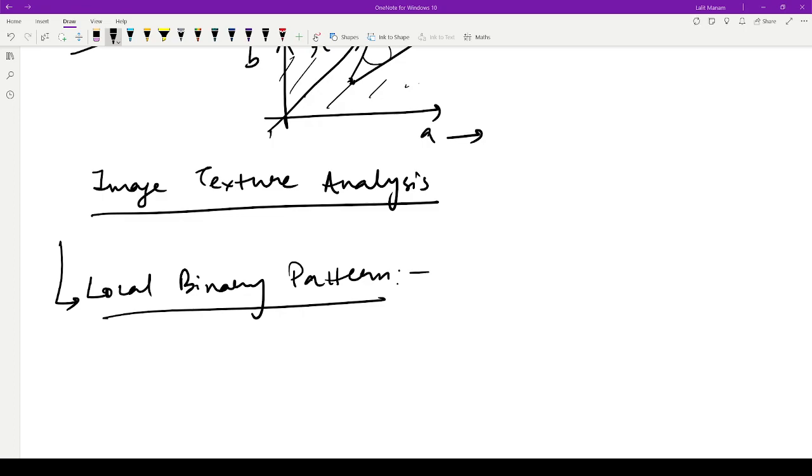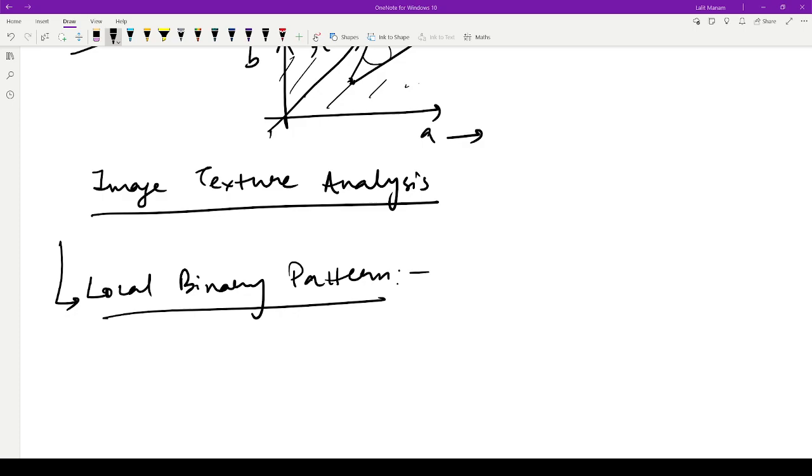Okay, so the simplest intuition I can say is: what do you do in local binary pattern? You just measure the central pixel against the other pixels and see whether the difference is positive or negative. If the difference is positive, you replace it with one, else you replace it with zero, and then you try to encode the whole thing as another number, which is then replaced with the central pixel.